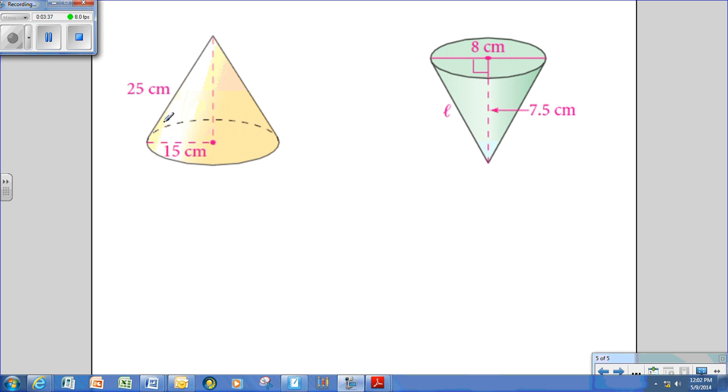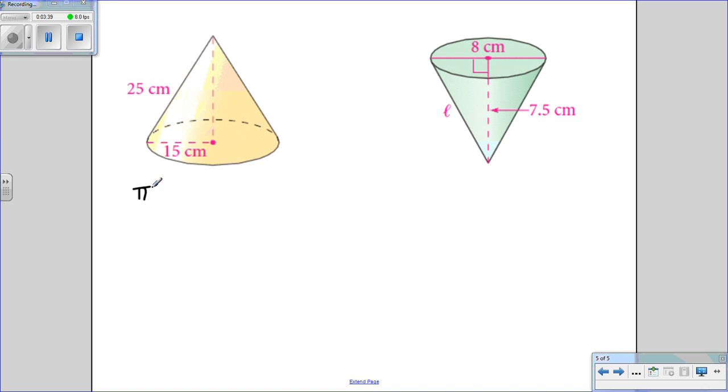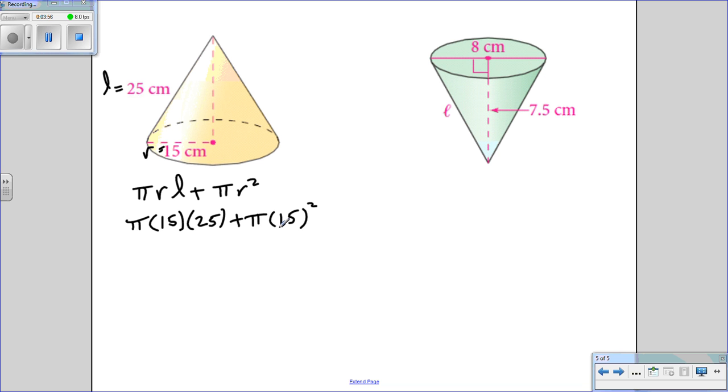So let's try a couple of examples. Okay, so it's pi times the radius times the slant height plus pi times the radius squared. All right, the radius is 15. This is our radius. This is our slant height. 25 is the slant height plus pi times the radius squared. Calculate that out. You get 1,885 centimeters squared. That one's pretty easy. Let's try this one.